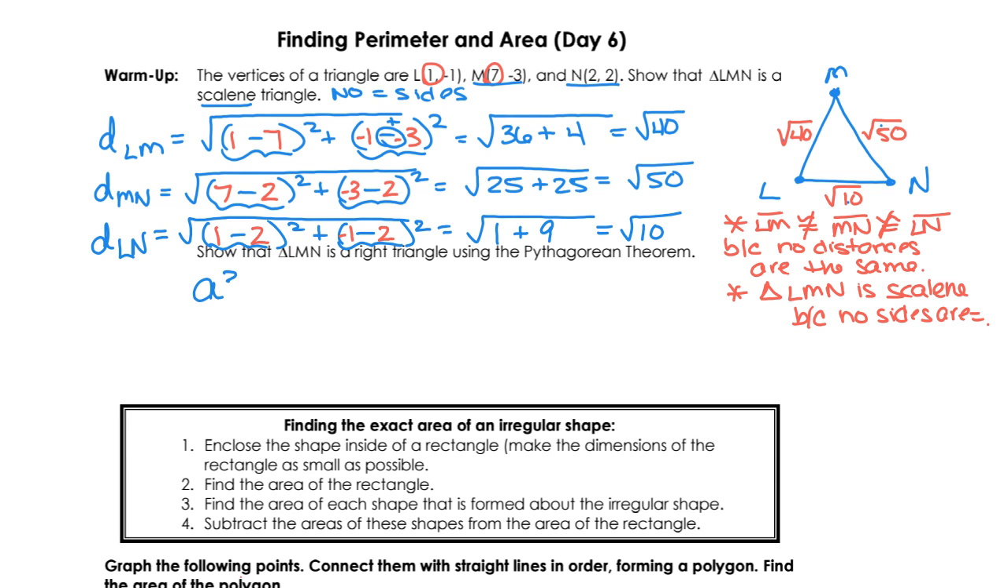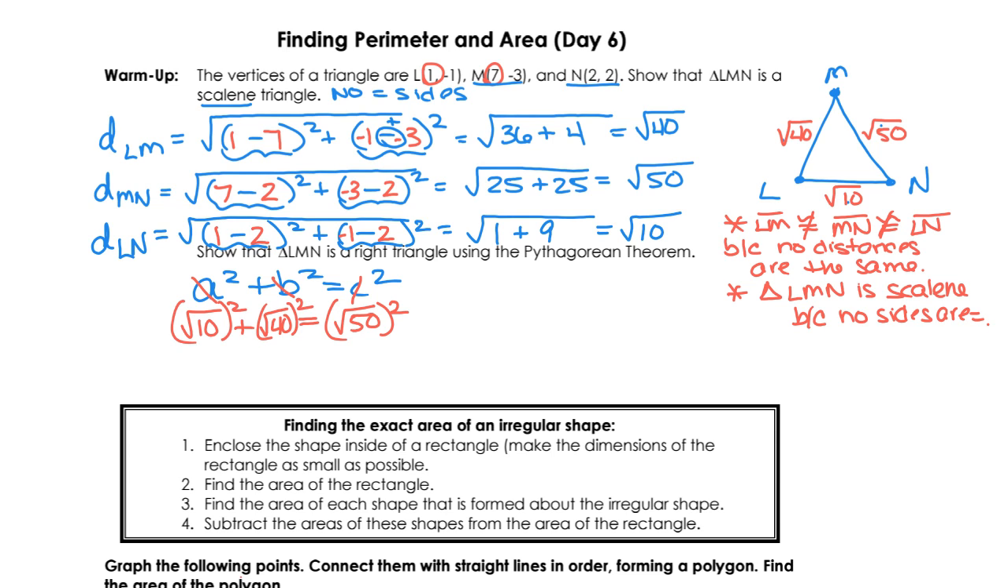So Pythagorean theorem is a squared plus b squared equals c squared. And we have to remember that c is the largest side. And of the 3 sides we found, that's the square root of 50. Don't forget to square it. Okay? My other 2 sides will go in for a, so I'll put the square root of 10 in for a. Don't forget to square it. And I will put in the square root of 40 for b. And again, don't forget to square it.